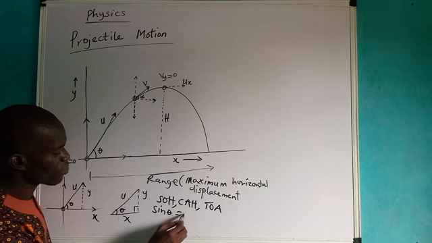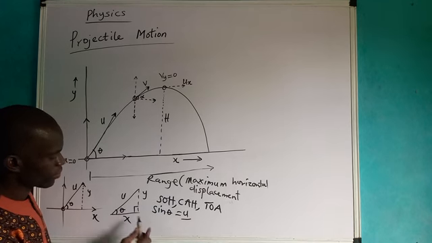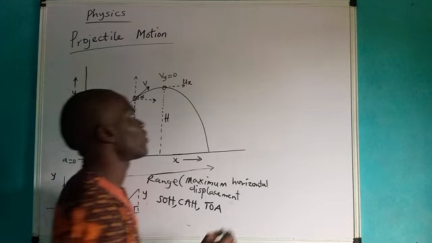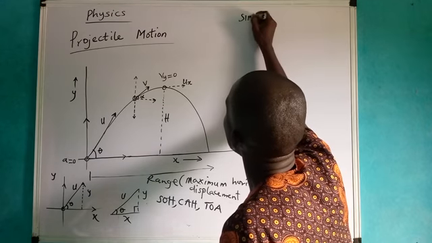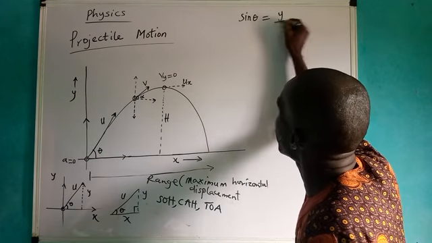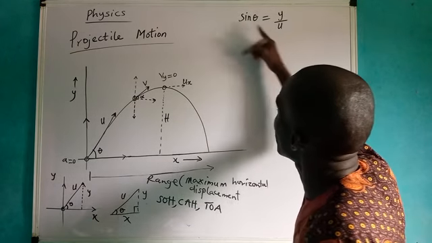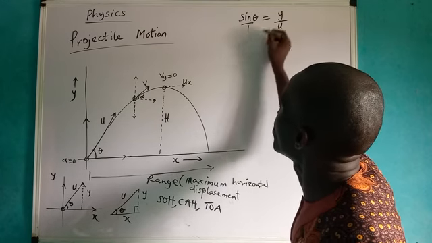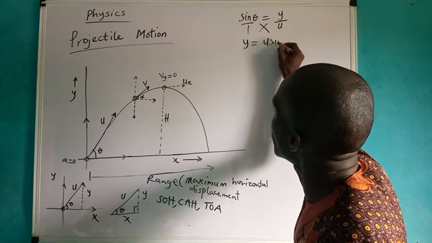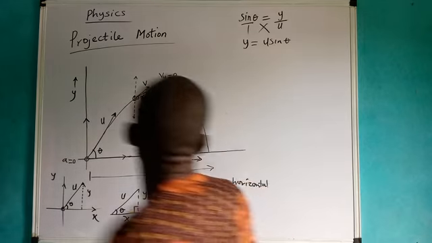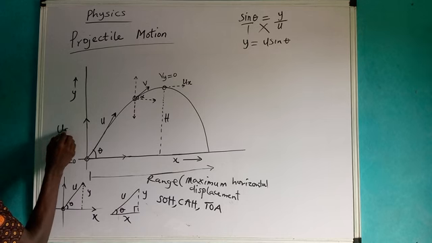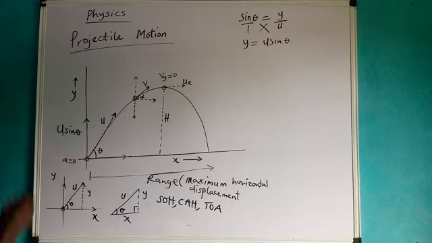Sorry. We are going to have sine theta equal to y, all over u. Now we can make this one over 1 and cross multiply. If I cross multiply, I'm going to have y equal u sine theta. It means that for the y, the effect here will be u sine theta. That is what we have there.